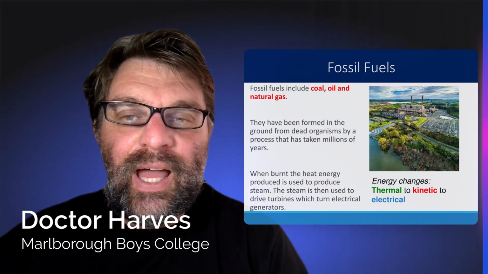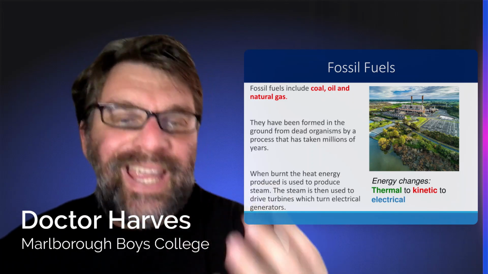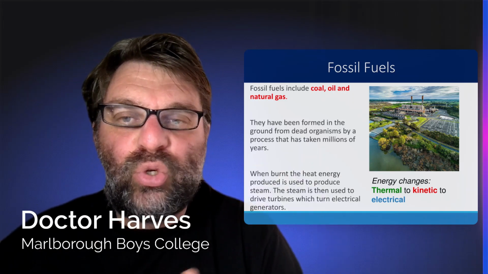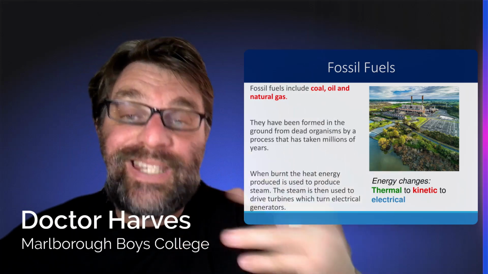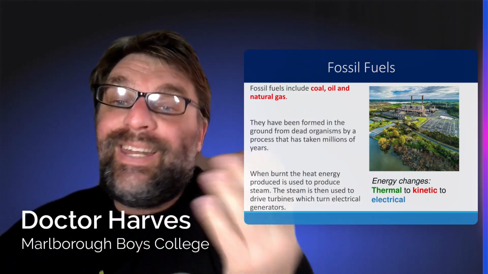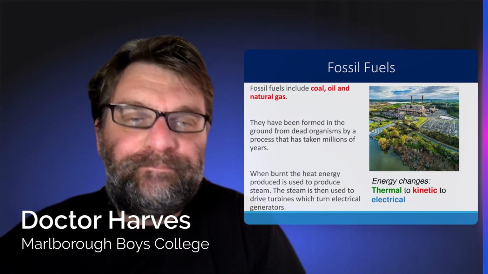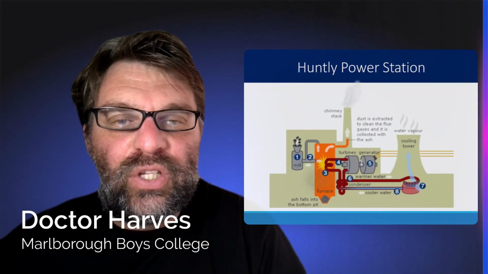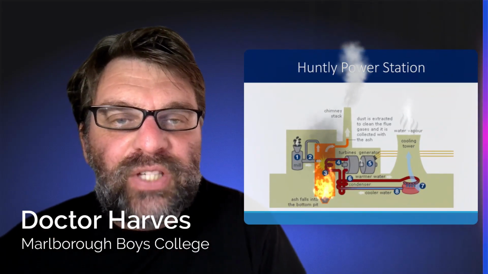So in that, Indonesian coal is burnt. That produces heat. Okay, so thermal energy, which then starts to heat water, which again makes steam. Steam begins to move, kinetic energy, which then turns a turbine, which generates electrical energy. Okay, and that's exactly what we see in the Huntly power station.